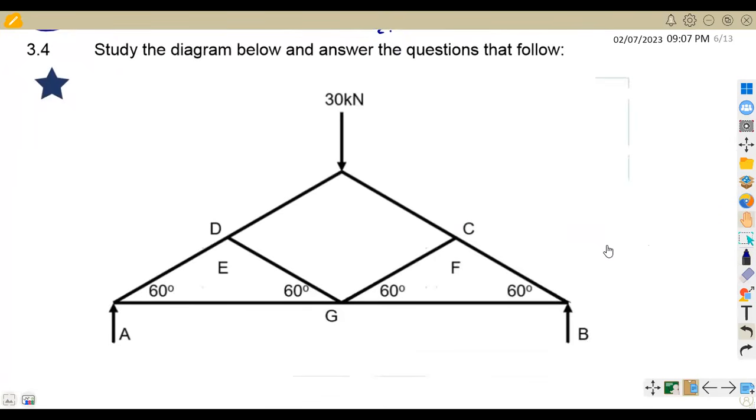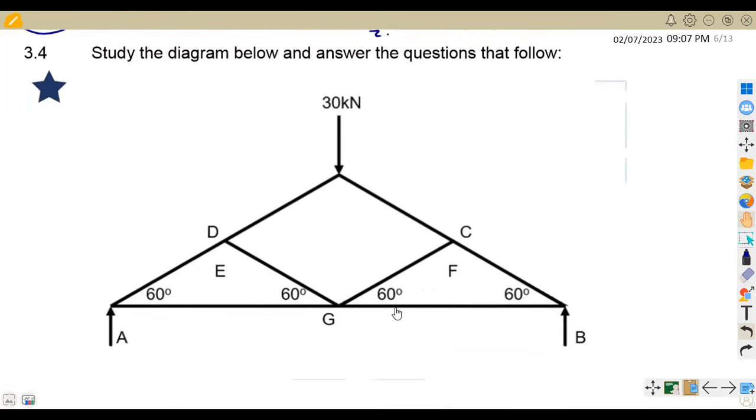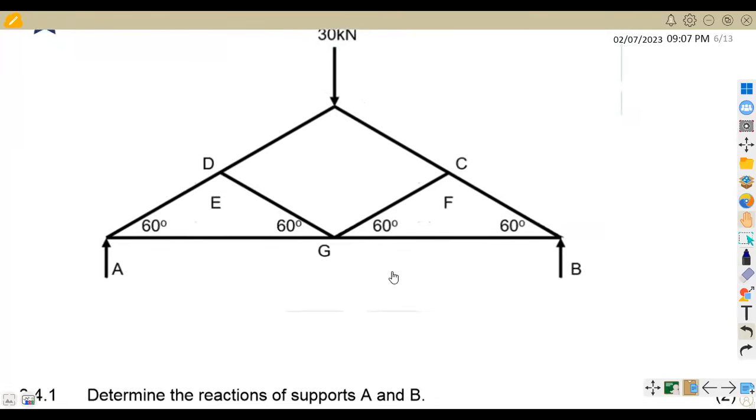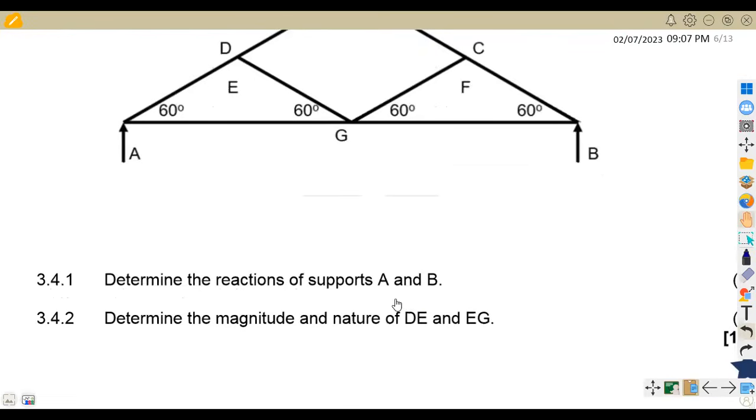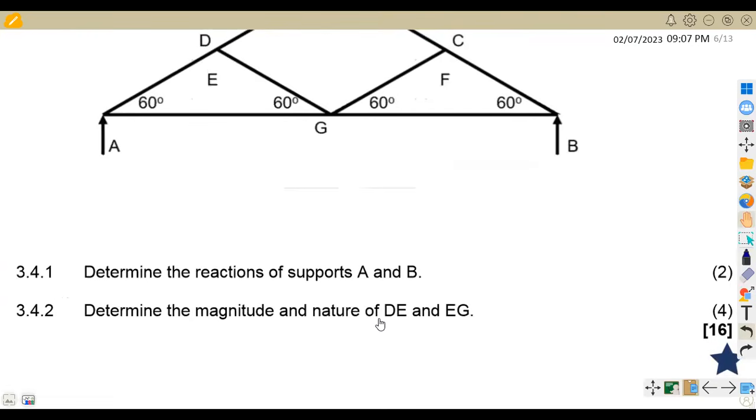Okay, they are saying you must study this diagram and answer the questions that follow. So that's the diagram that we are given. From the diagram, we are asked to determine the reactions of supports A and B. Take note, guys. We want to find the value of A and the value of B.